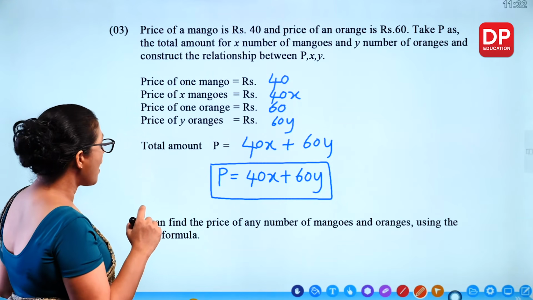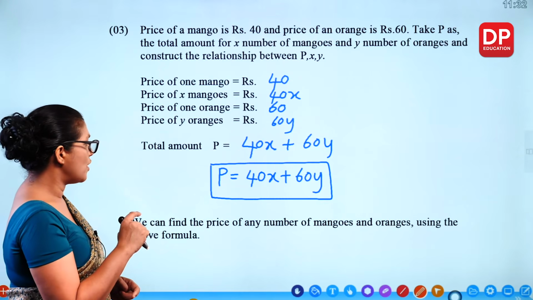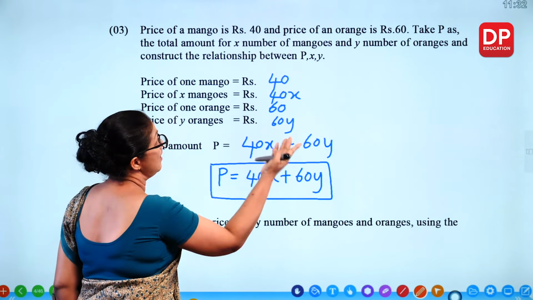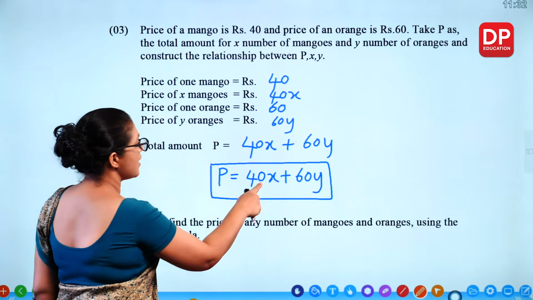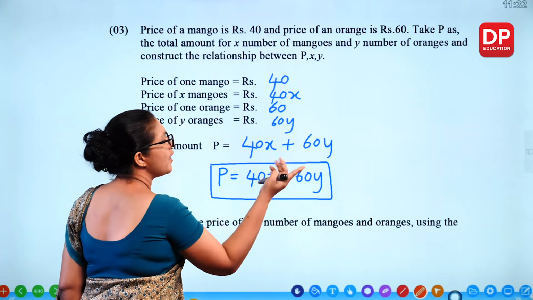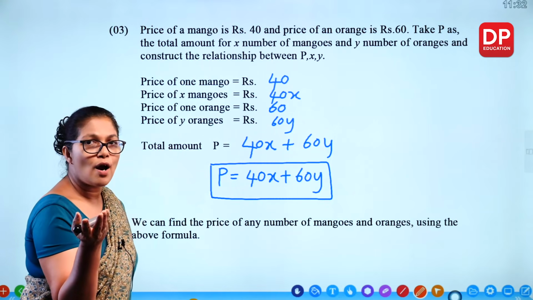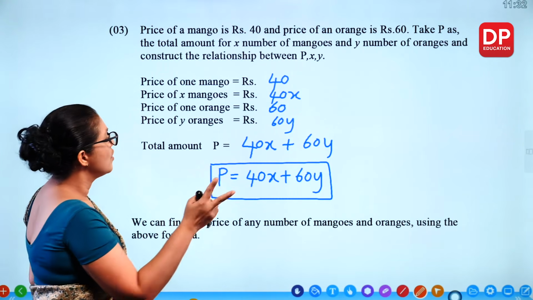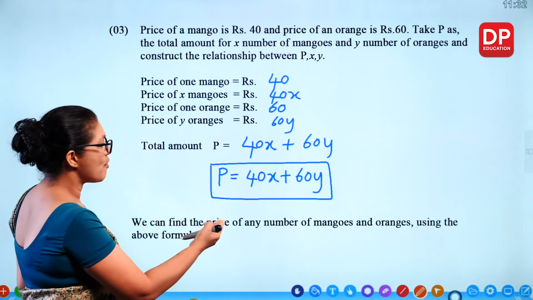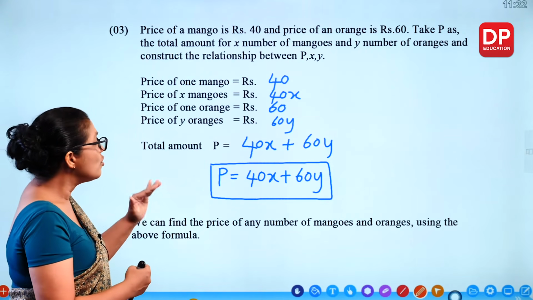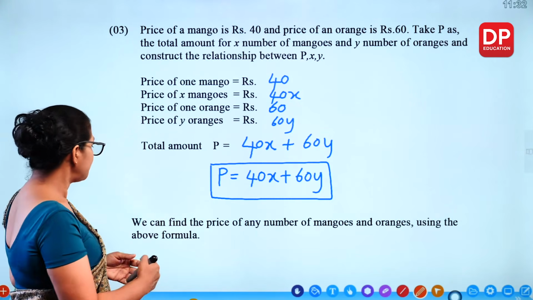We can find the price of any number of mangoes and oranges using the above formula. So we can say if this is 1 mango and 5 oranges, X equals 1 and Y equals 5. When you substitute and add it, you can find out the price of those. So you can substitute any number of mangoes and oranges using this formula to find out the price.